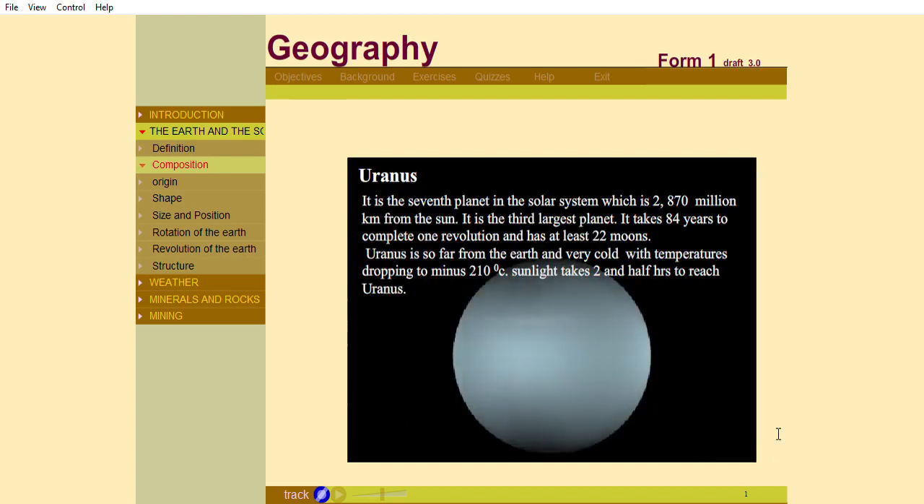Uranus. It is the 7th planet in the solar system, which is 2,870 million kilometers from the sun. It is the third largest planet. It takes 84 years to complete one revolution and has at least 22 moons. Uranus is so far from the Earth and very cold, with temperatures dropping to minus 210 degrees Celsius. Sunlight takes 2½ hours to reach Uranus.